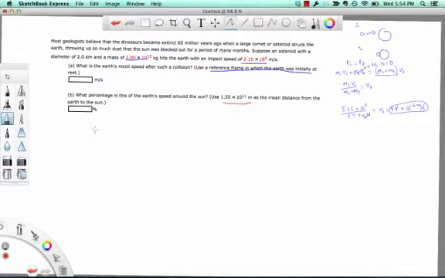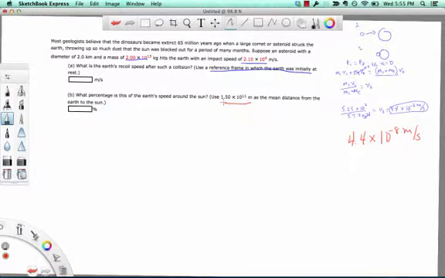Okay, so now let's do part B. We've got to find the percentage of this speed, 4.4 times 10 to the negative 8th meters per second, relative to the Earth's speed as it goes around the Sun, sort of to give you an idea of how significant this is.